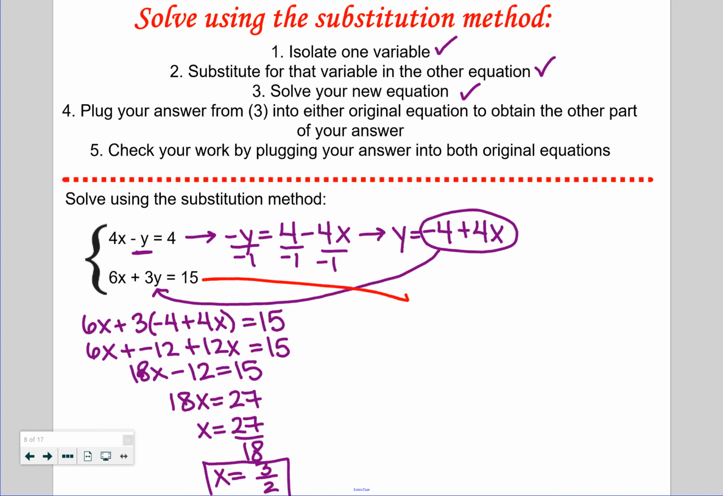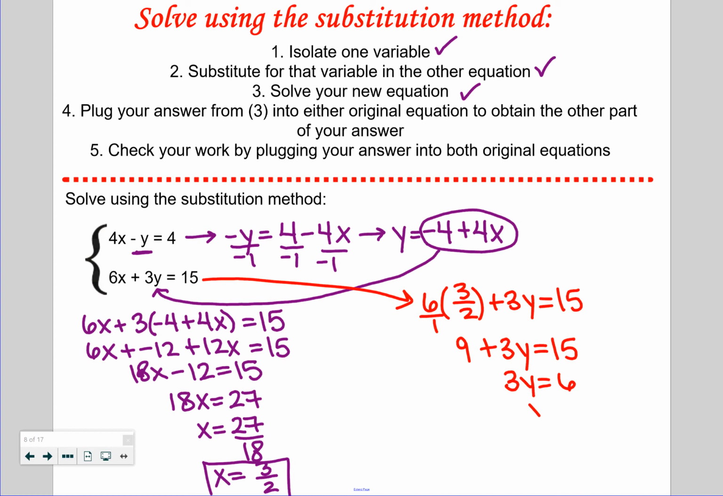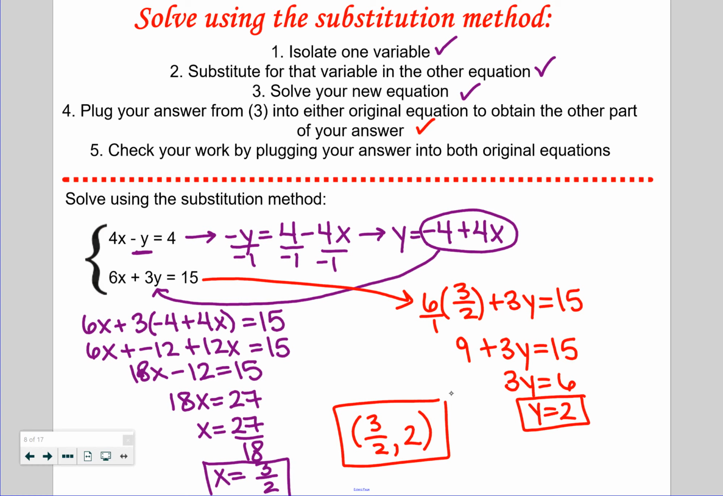I'm going to again use the bottom equation. 6 times 3 halves plus 3y equals 15. Think of that like a 6 over 1. If I multiply those together, I'm going to get 18 over 2, which is 9, plus 3y equals 15. Subtract 9, 3y equals 6, y equals 2. So my final answer here is 3/2, 2. And then if you want to check it, again, you can plug that back in and make sure it works in both original equations.